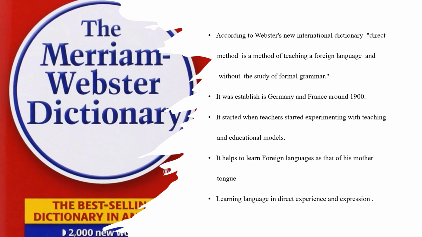According to Webster's New International Dictionary, the direct method is a method of teaching a foreign language without the study of formal grammar. It was established in Germany and France around 1900. It started when teachers started experimenting with teaching and educational models. It helps to learn foreign languages as one learns one's mother tongue. Learning language is direct experience and expression.